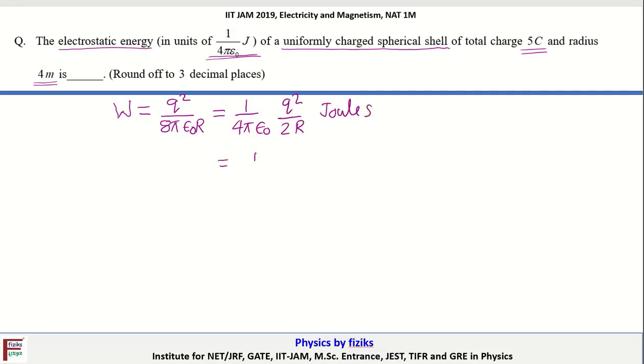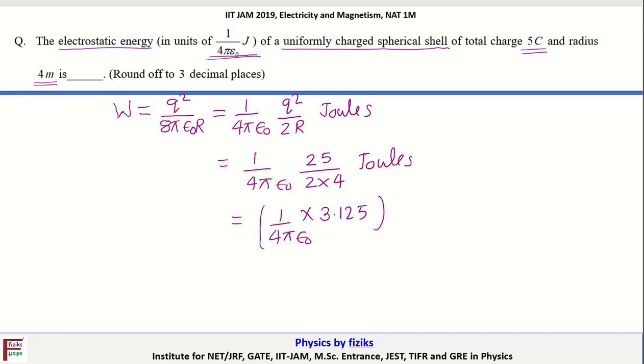So let's put the values of Q and R. So we can write this as 25 by 2 into 4 joules. And this value is 1 by 4 pi epsilon 0 into 3.125 joules. So the numerical value is 3.125 joules.